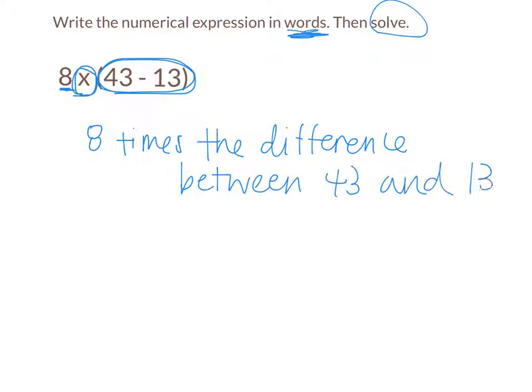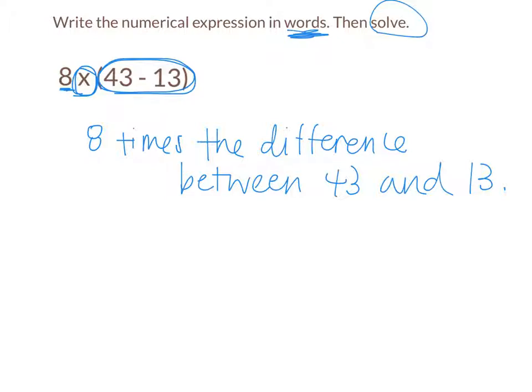Here's what I do not want you to write. 8 times 43 minus 13. We wrote down minus because that's what a lot of people say. But minus actually has no meaning. When you're minusing, which isn't even a word, by the way, you're subtracting or you're finding the difference. So if you write on your paper 8 times 43 minus 13, that would be wrong because that's not showing me that you know that you're finding the difference between two numbers.